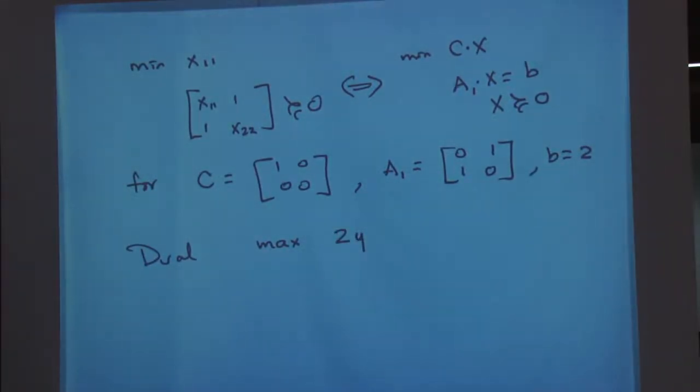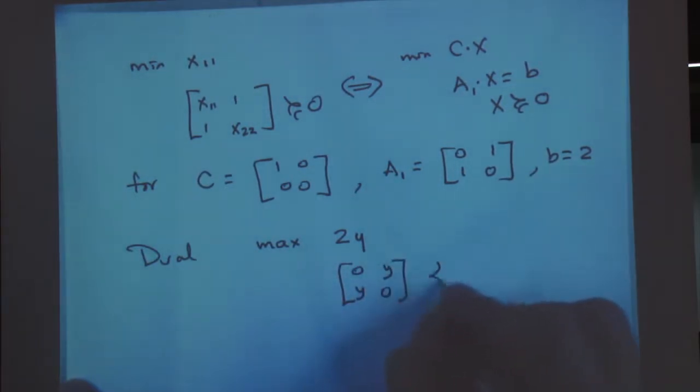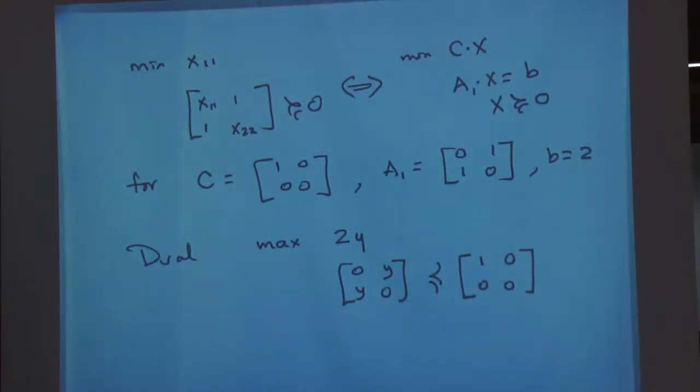And then the constraints are that A1Y, so that's 0, Y, Y, 0, B less than or equal in that order to C. So that's 1, 0, 0, 0. Okay? So if you think about this for a moment, again, we can reason very similar to how we reasoned before. It's easier to look at the dual first.